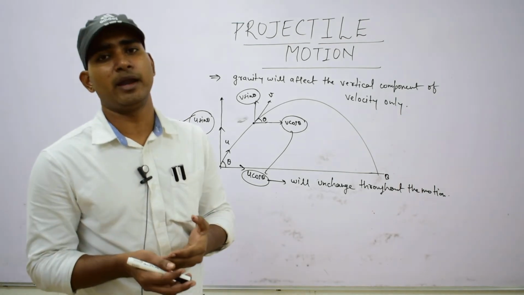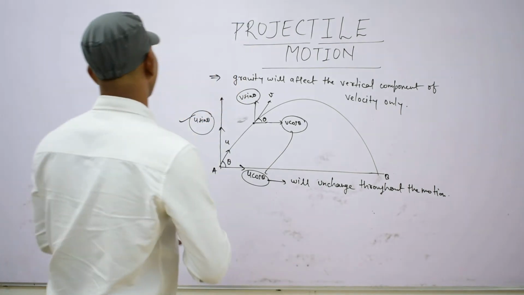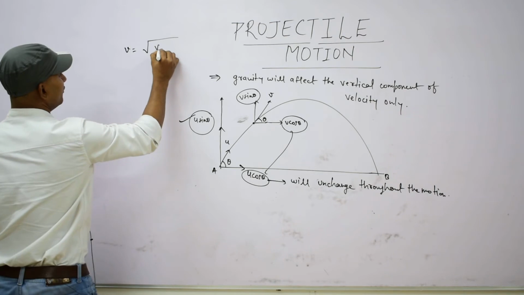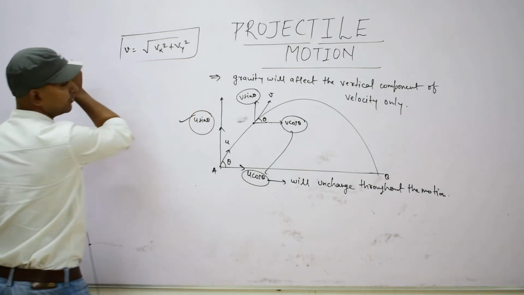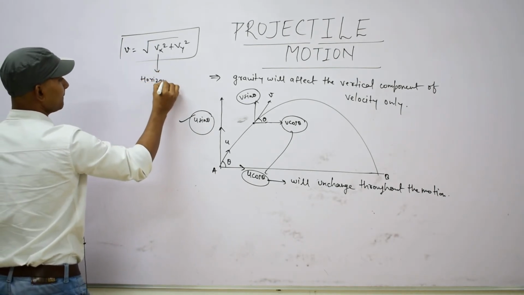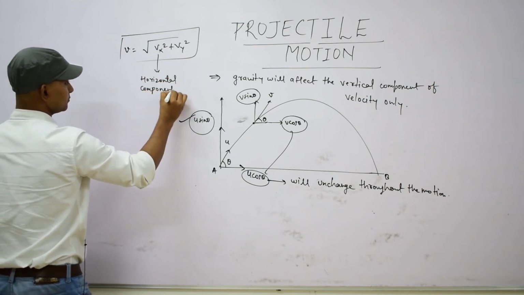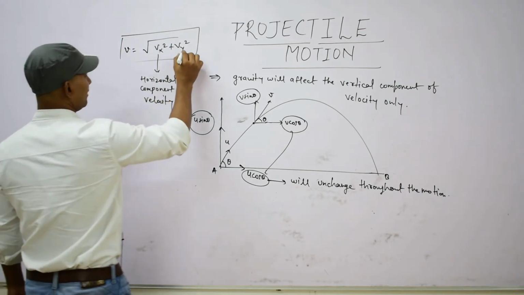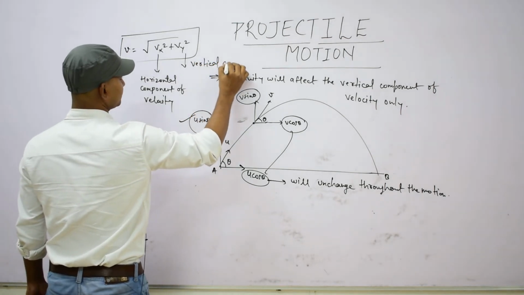And at any point, if we need to find the total velocity, then always we have to use this formula: V is equal to the under root of Vx square plus Vy square. You need to understand what Vx and Vy are. Vx is the horizontal component of the velocity and Vy is the vertical component of the velocity.